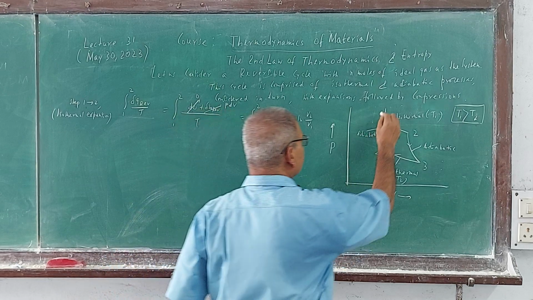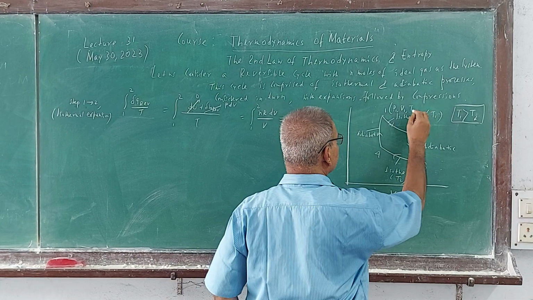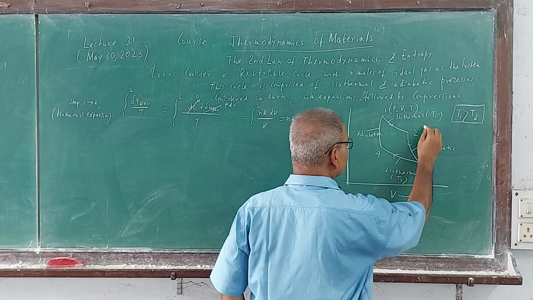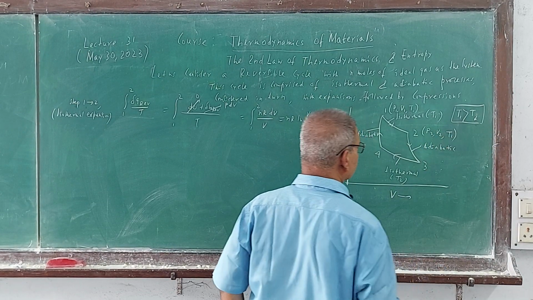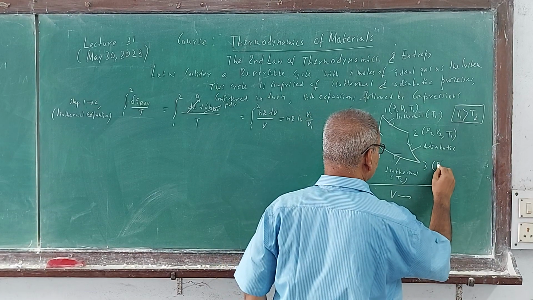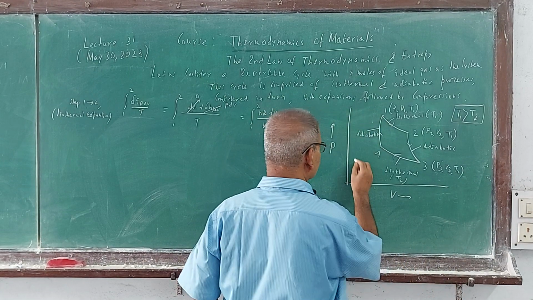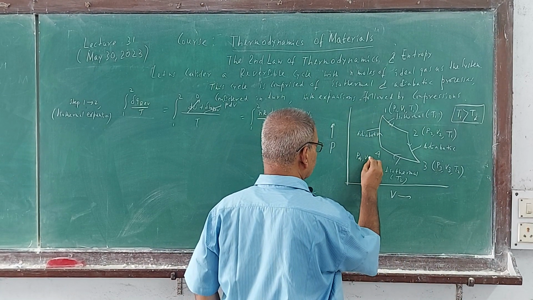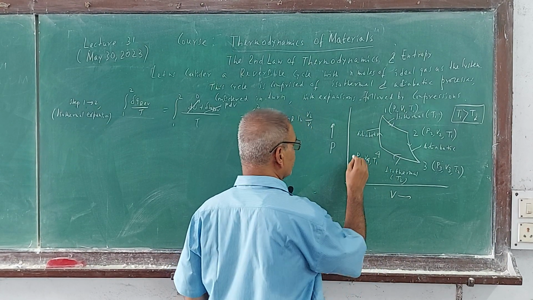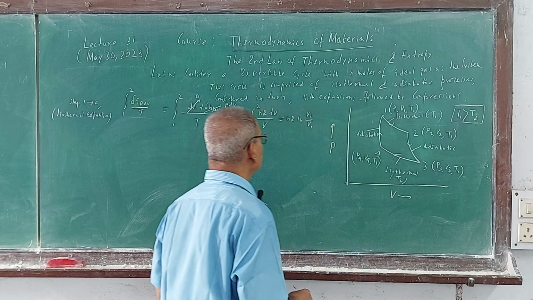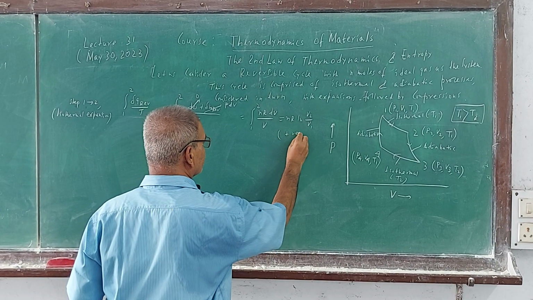You can assign here. State 1 is P1 V1 T1. State 2 is P2 V2 T1. In adiabatic, P3 V3 T2, and the last one is P4 V4, and back to temperature T1. So these are the things. You may note this V2 by V1 is positive.